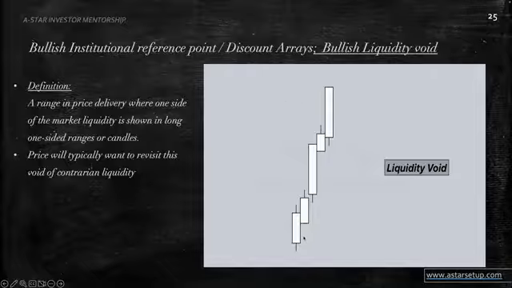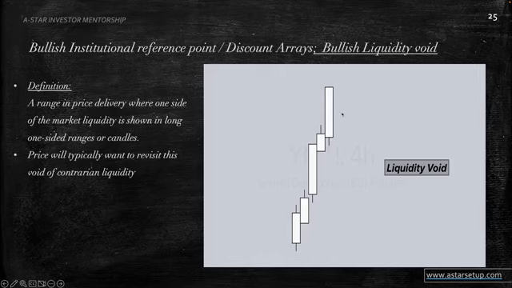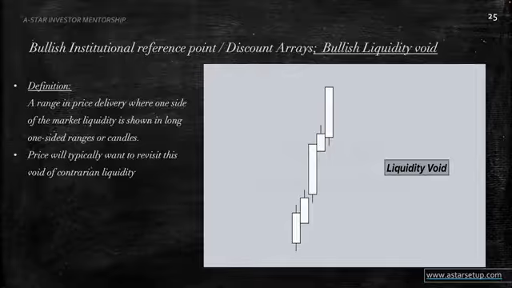So what that is, there's an imbalance in price, and price is delivered similar to a fair value gap on one side of the market. So in a bullish liquidity void, price is delivered only on the buy side. Now the thing about liquidity voids is that the market loves to fill voids. So when the market creates a liquidity void, you want to trade against that void when it is complete, expecting that the market will attempt to fill that liquidity void. And that's why I said here that price will typically want to revisit this void of contrarian liquidity.